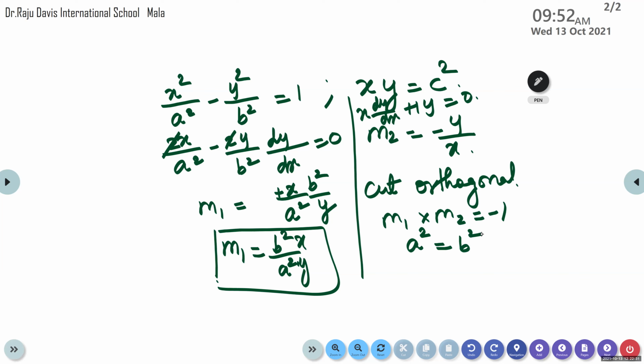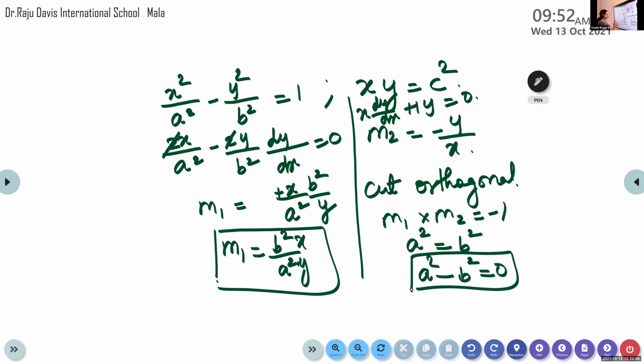So we can't say A is equal to B. A will be equal to plus or minus B. So better we can write the condition as A square minus B square is 0. This is the condition. A is plus or minus B you have to consider, because when you take the square root, we have to put both positive and negative values.